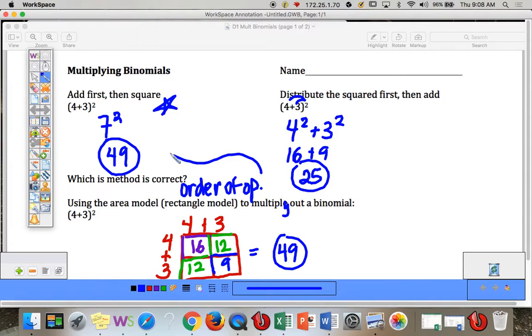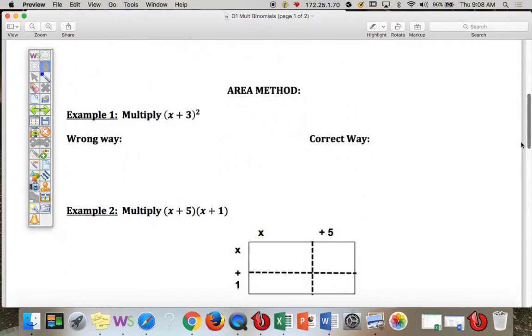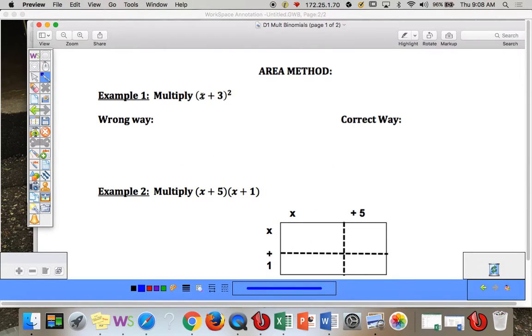So this method right here, which says do parentheses first and then square it. The reason why we go over this is because now we're looking at multiplying something called a binomial. Binomial means two terms, x plus 3, two terms, binomial. There is a wrong and a right way to multiply this.